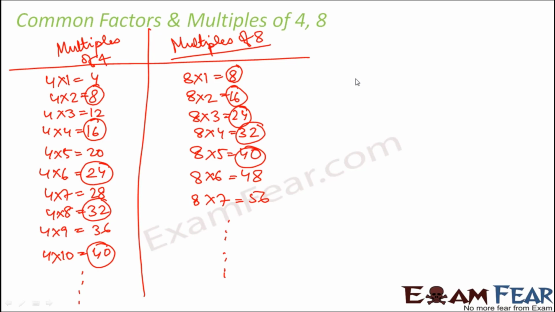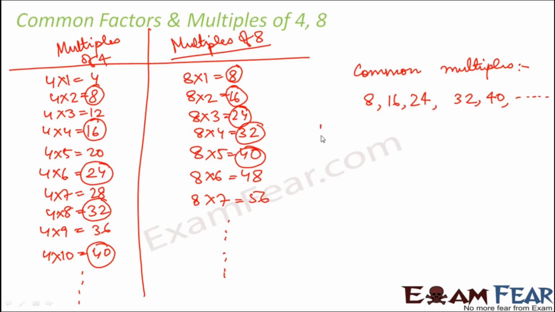So therefore, we can say that common multiples between 4 and 8 would be 8, 16, 24, 32, 40, and so on. So these are the common multiples. Now you might ask, what about factors? For that we will have to determine the factors first.